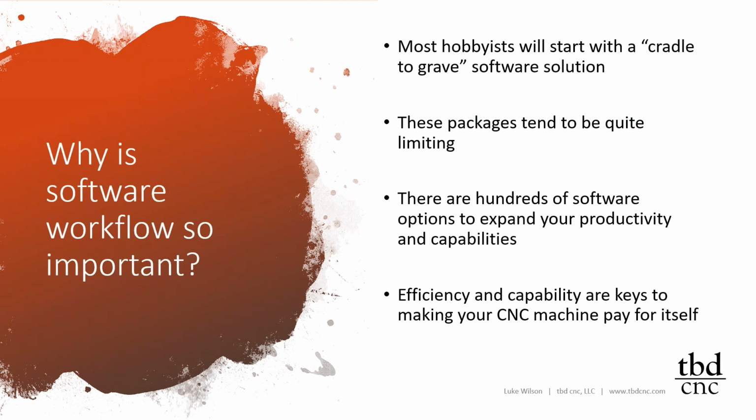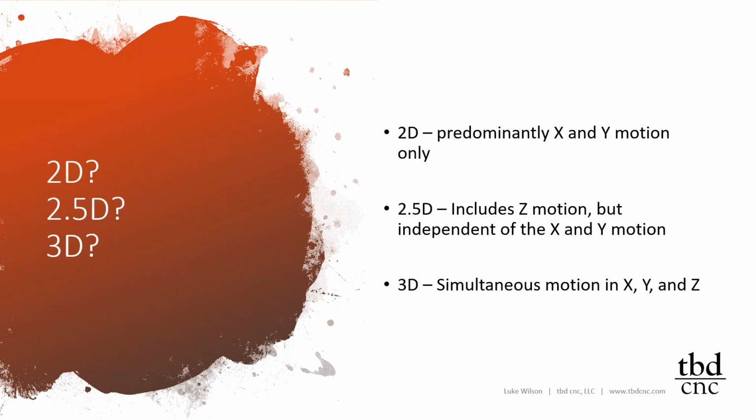Efficiency and capability are keys to being able to pay back the cost of our machines and make money doing this. If we can design our stuff quicker and get the software part done quicker, we get the machine running, make money, pay off our machine, etc.